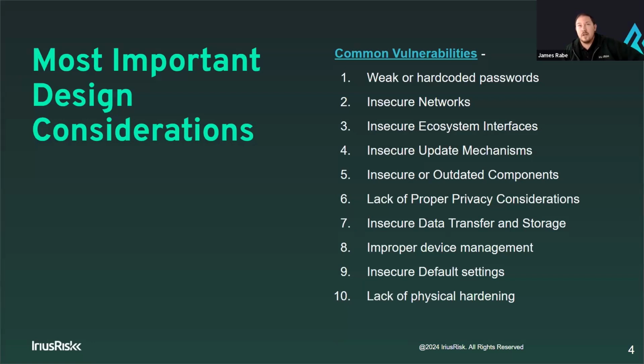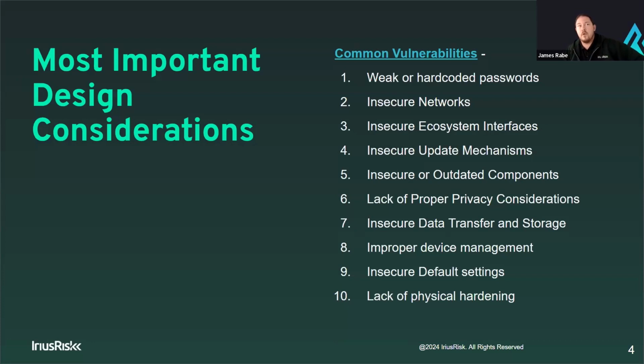We obviously don't know anything about that network, and you can assume that it's basically internet trust zone attack surface, insecure ecosystem interfaces. So is it connecting to another API, and that API is inherently insecure? What else is it connecting to? You could also think about this as the mobile device that it's connecting to, right?